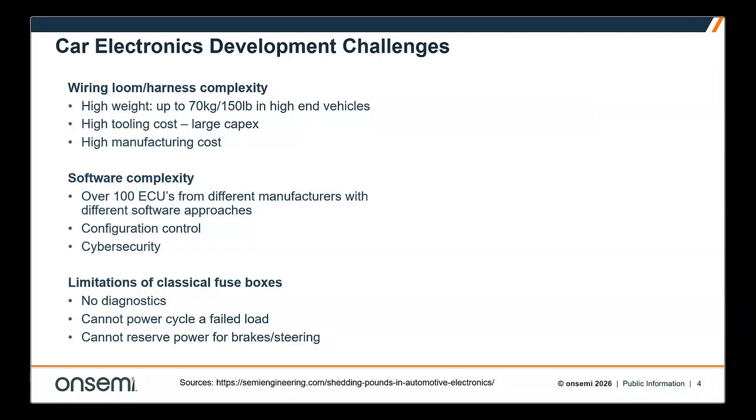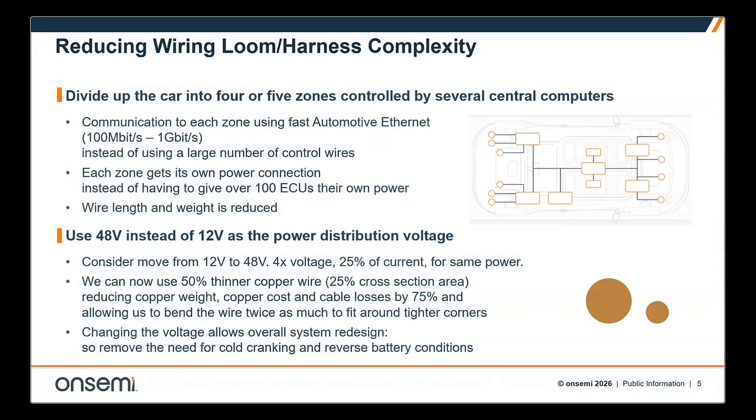Each of these adds cost, weight, and risk, and none of them scales as vehicles add more features. So these pain points are exactly what zonal architecture and onsemi's power solution are designed to solve. We will walk through each one in turn. So how do we tackle wiring complexity? The answer is zonal architecture.